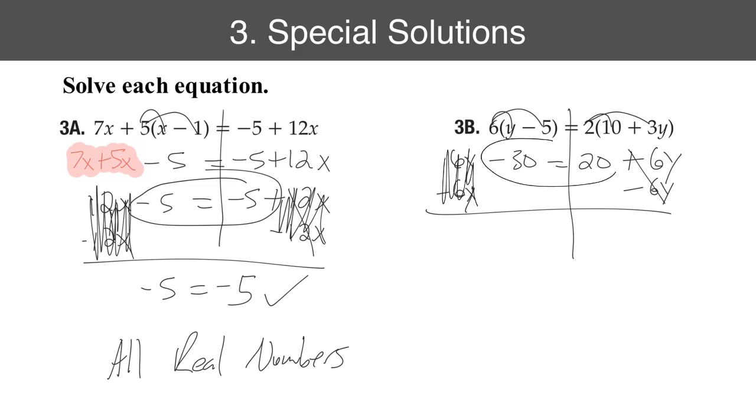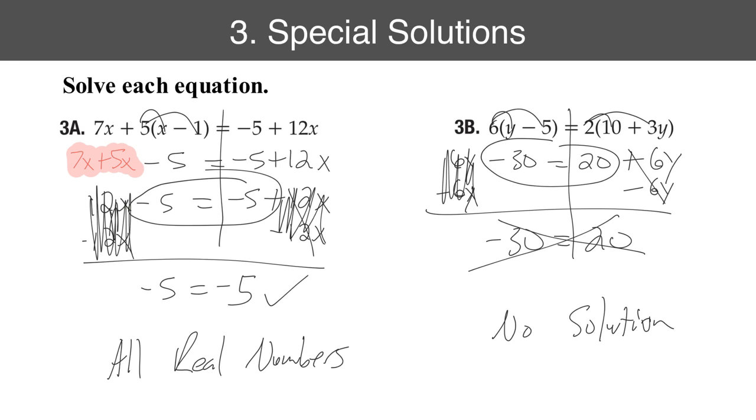So I take what's left over, negative 30 equals 20. Is that true? Well, obviously not. So the answer is no solution. Because they're not equal, we call that no solution. So there's your two special cases. In both of these, the variable got knocked out. And in both of these, we took the numbers left over and saw if they were equal. If they're equal, all real numbers. If they're not equal, no solution.